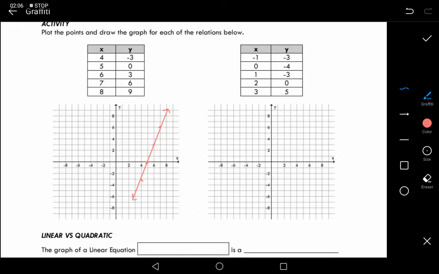Okay, so now let's plot these other points. So we have (-1, -3), (0, -4), (1, -3), (2, 0), and (3, 5). Okay, so then we will draw a line to connect those dots again. Mine's not going to be perfect, but just bear with me. The end there got a little messy, but you get the point. It's going to look something like that.